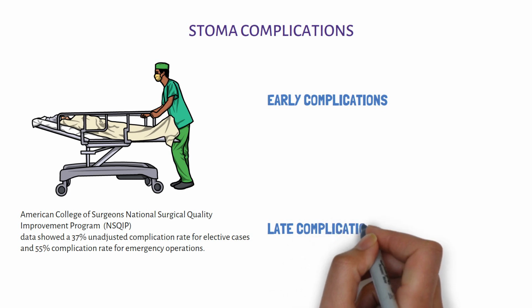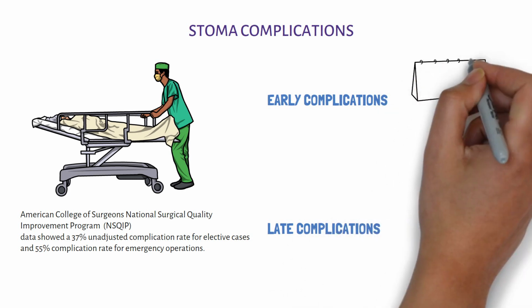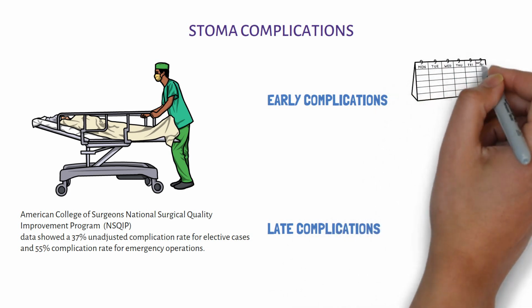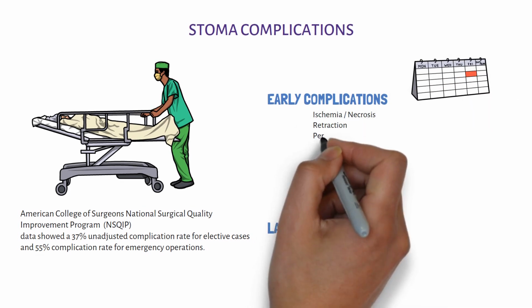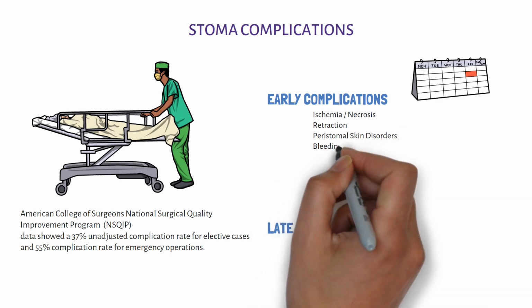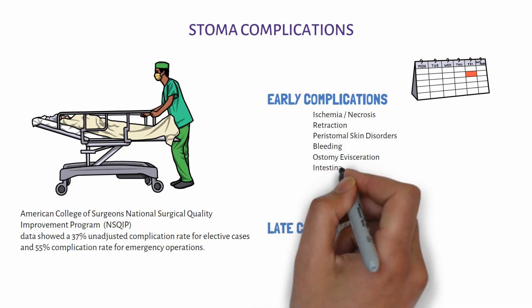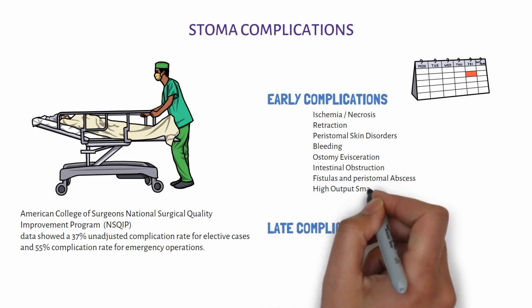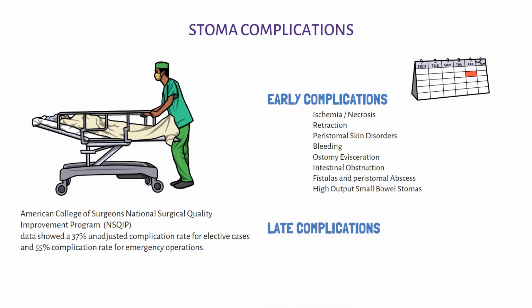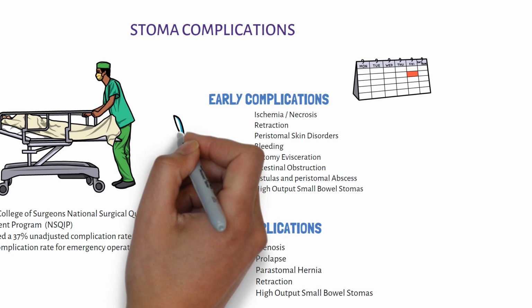Early complications occur within the first 30 days of stoma creation and include ischemia necrosis, retraction, peristomal dermatosis, bleeding, hematoma, ostomy evisceration, intestinal obstruction, fistulas, and peristomal abscesses. High output production. Late complications include stenosis, prolapse, peristomal hernia, and retraction, high output production. I'll provide a description of the complications and the factors that favor their occurrence. The treatment of each complication should be managed by a general surgeon or colorectal surgeon.